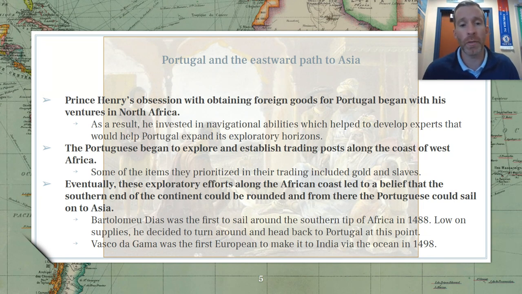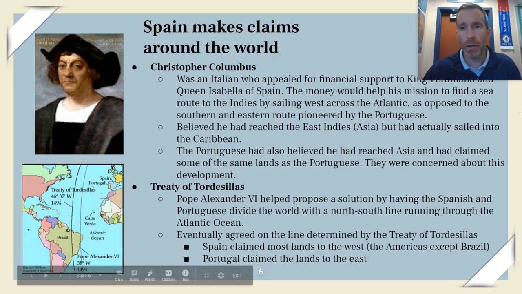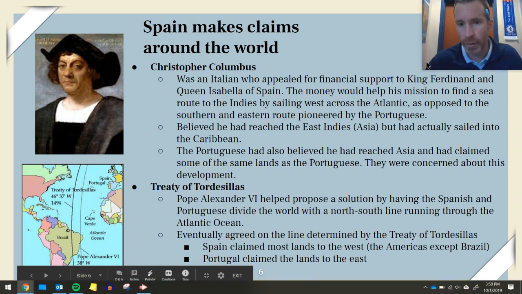That process continues on for another 10 years before Vasco da Gama not only sails around the southern tip of Africa, but makes it all the way out to India in 1498.